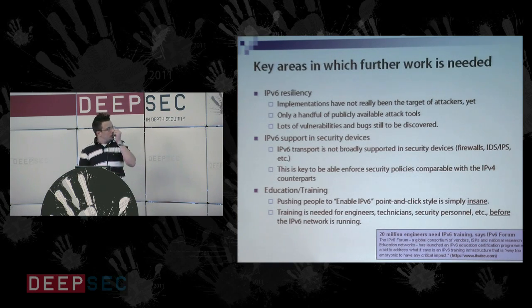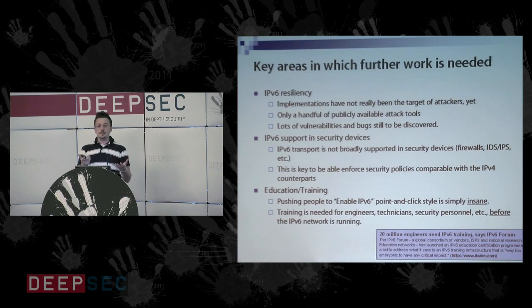We also need to improve the IPv6 support in security devices. I mean, no matter how good or bad the protocol may be, if you don't have V6 support in security devices, the resultant networks are not going to be very secure. And the last one is about education and training. That doesn't necessarily mean attending a training or reading a book, but at the very least, having somebody in your organization play with IPv6 and read about IPv6, because eventually they will be asked to deploy this in the network.